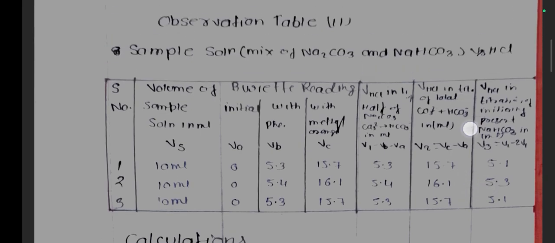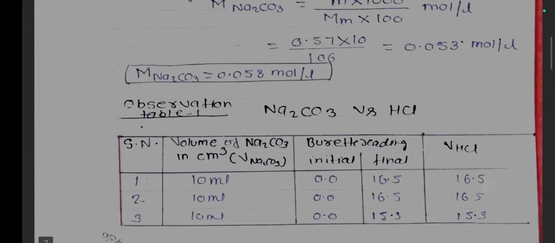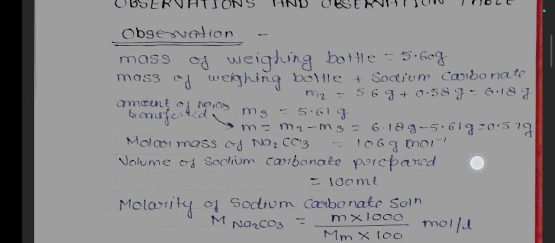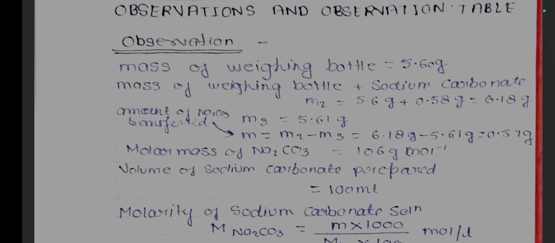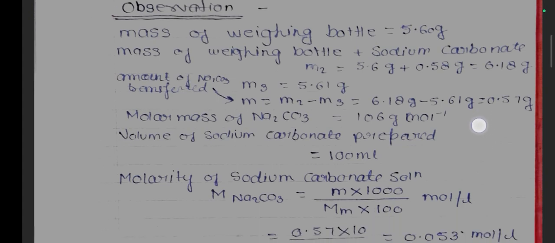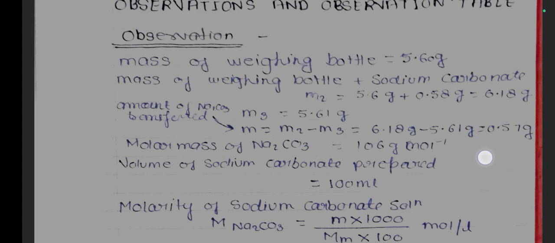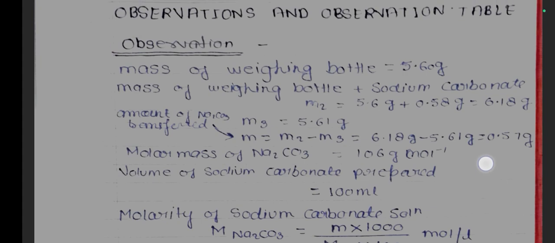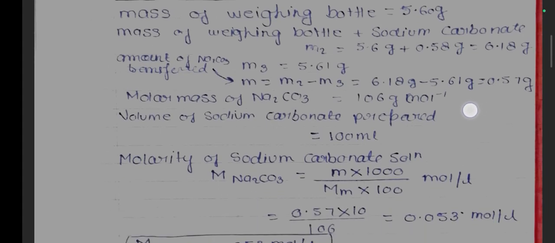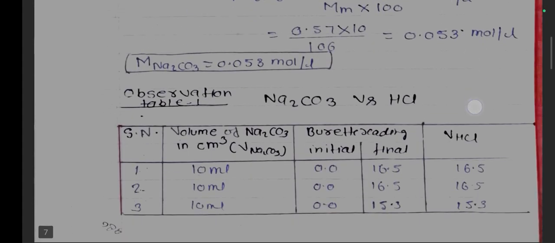When you perform this experiment, first of all you have to take a weighing bottle. Here the mass of the weighing bottle is 5.6 gram, and in this experiment first of all you have to make the standard solution. After it, the next process.